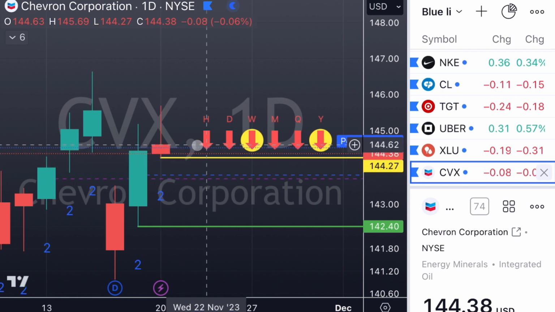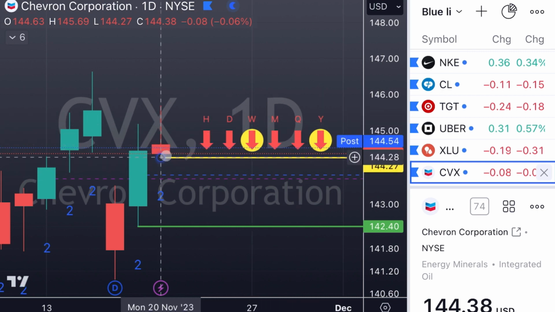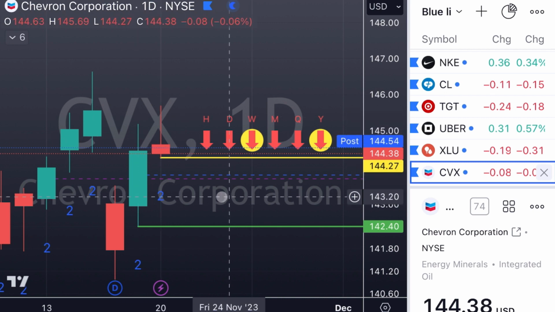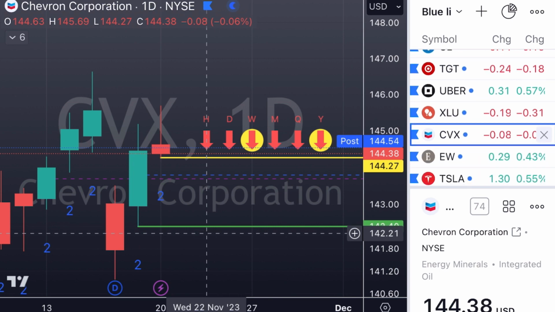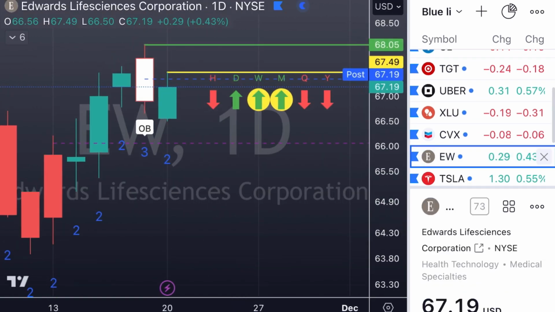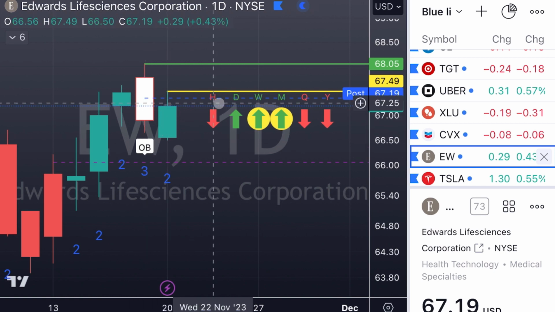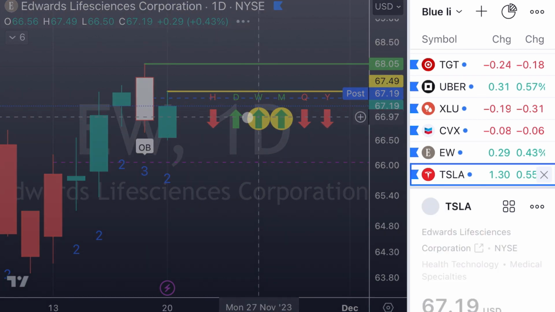We're reversing back down into time frame continuity, TFC. That's what I like to look at. So we're going to look for puts here at 144.27, first target at 142.40. We look at EW, 2 down, finished green, so the calls are at 67.49.